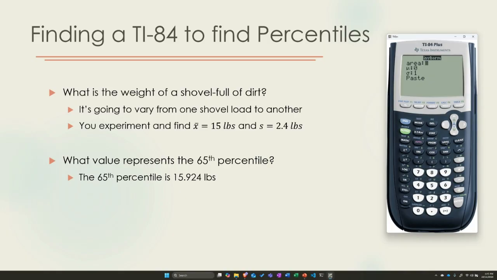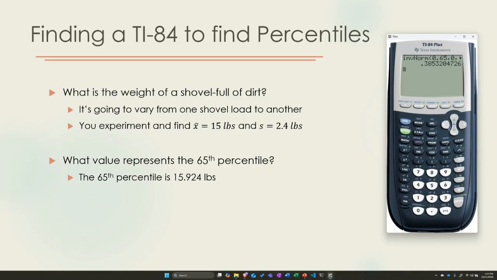Okay, so what value represents the 65th percentile? That means that 65% of the data is to the left. If I want a z-score, I leave the average as 0, the standard deviation as 1, and then I just paste that. Again, on a TI-83, this is what you'll be seeing, and you just have to put in the numbers in this order: probability, mean, standard deviation. And that will give you a z-score of 0.385.